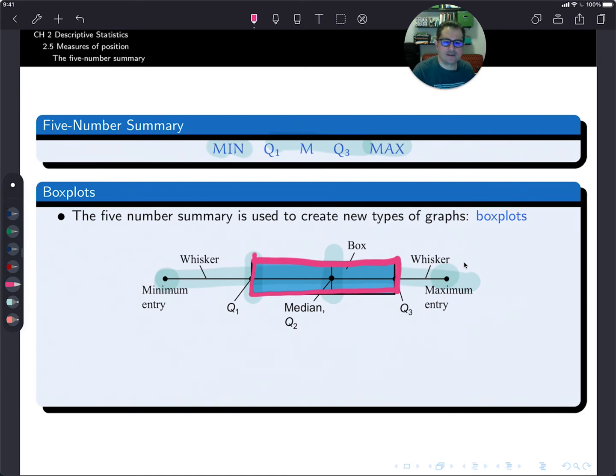Notice that the Q2 bar, the line that you put at Q2, doesn't have to be in the middle, right? That depends on how the data is distributed. Q2 can be closer to Q3 or closer to Q1, depending on how the data are.